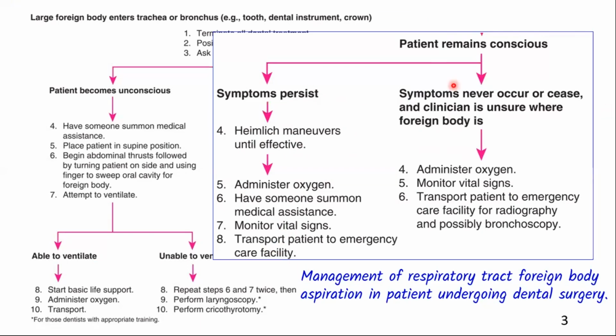If symptoms are absent or resolved, but the clinician is unsure if the foreign body was aspirated, administer supplemental oxygen. Continuously monitor the vital signs. Transport the patient to an emergency care facility for chest and abdominal radiographs to rule out asymptomatic aspiration. Bronchoscopy may be necessary to locate and remove the foreign body.